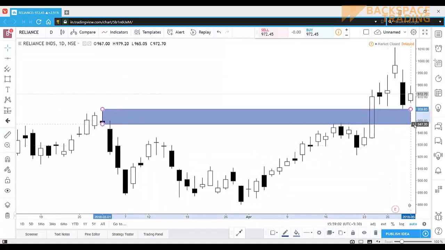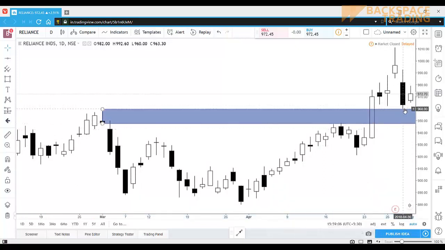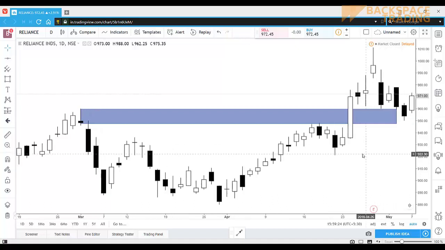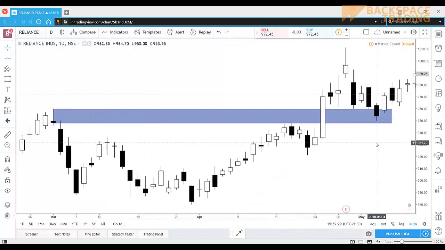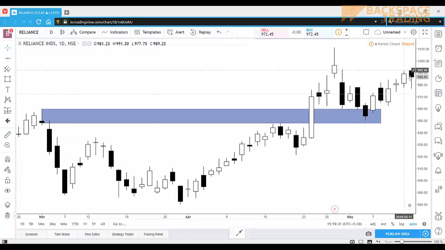You got it over here. This is your change in polarity scenario. You can enter at this point, keeping a stop loss over here. You can target around this zone. Of course, this seems like 1 to 2, more or less something like that. It came down, and at the end you got your target.